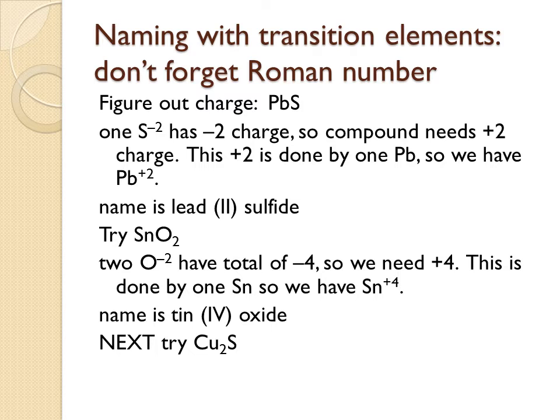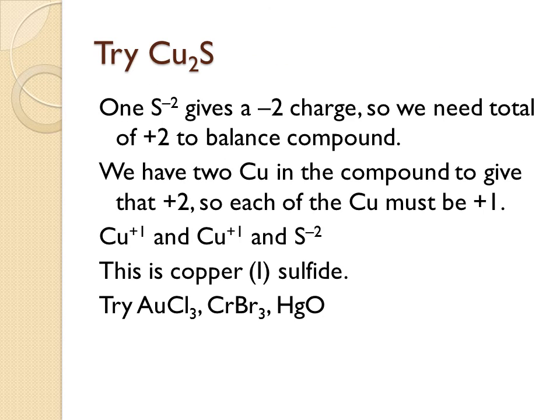And we'll assume that you've tried that and you're back. Let's take a look at the copper and sulfur. We have one sulfide giving a -2 charge, and so we need a total positive charge of +2. We have 2 copper atoms in that compound to give the +2 charge, and so each of the copper must be +1. So we have a copper +1 and a copper +1, and then a sulfide -2, and that balances out to 0. So that compound is copper 1 sulfide.